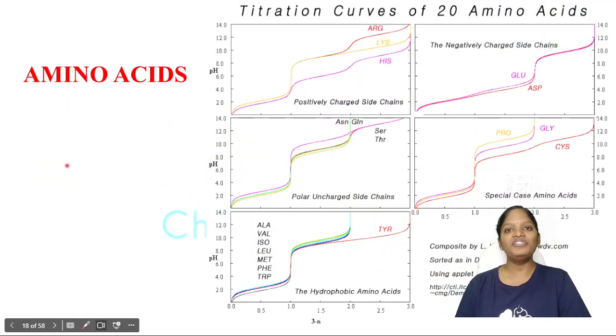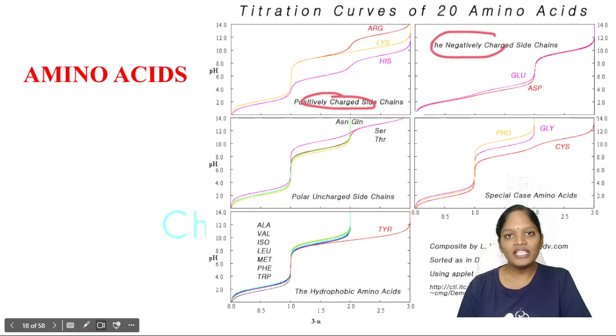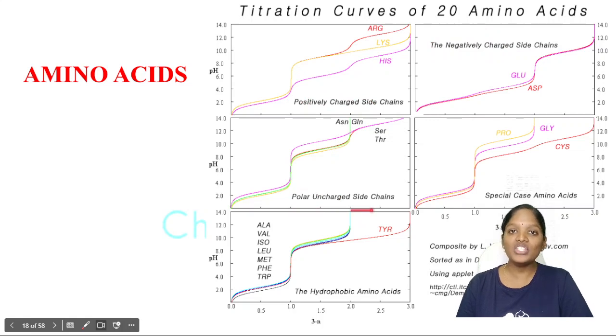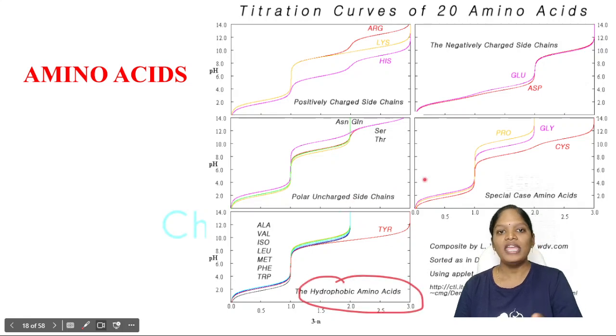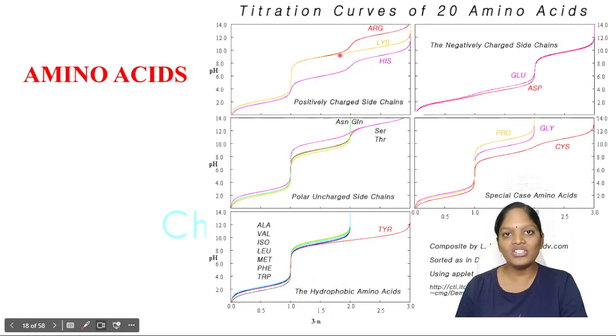So we have different types of amino acids based on the polarity of the side chain. We have studied the positively charged side chain, the negatively charged side chain, the polar uncharged side chains, and special kinds of amino acids, and we also have hydrophobic amino acids. Just look at the titration value of each and every amino acid.